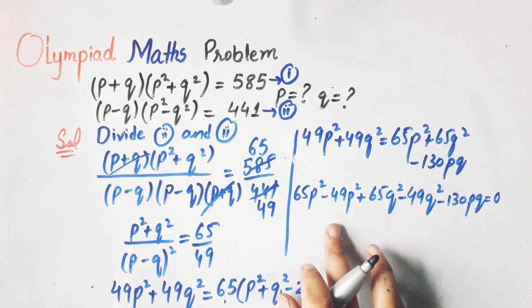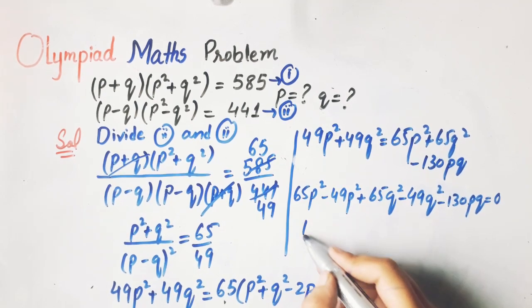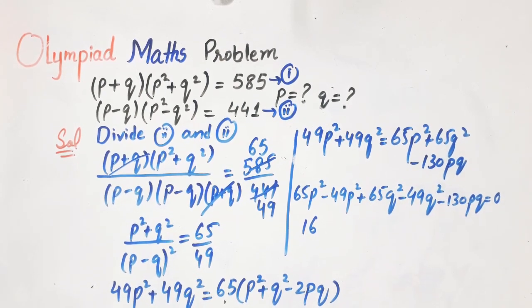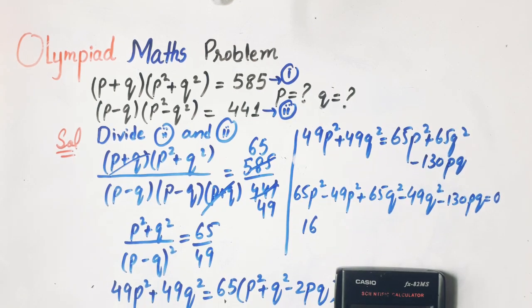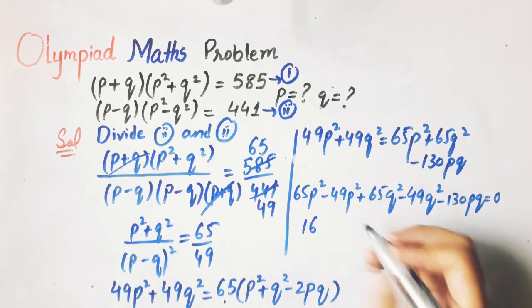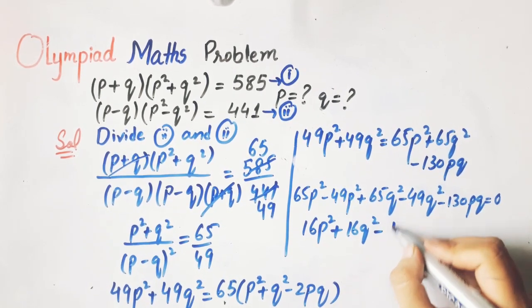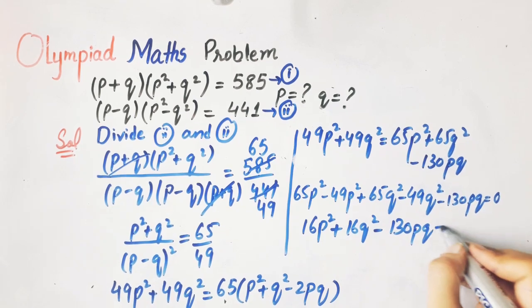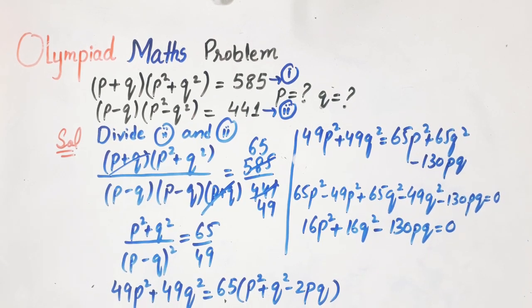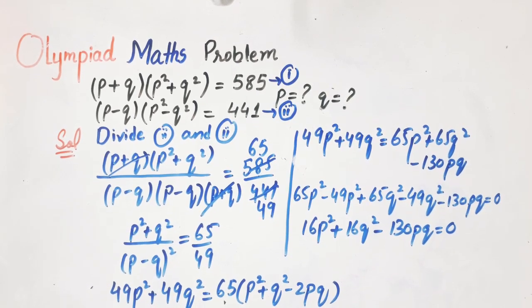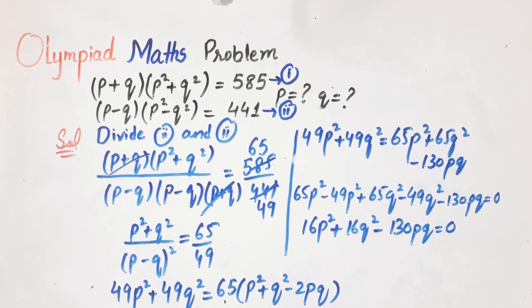Now 65 minus 49 will become 16. So we have 65 minus 49 is 16, giving 16p² plus 16q² minus 130pq equals 0. Now we can divide this by 2 to solve this further.